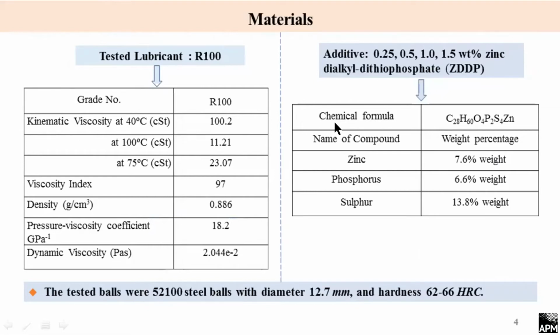As I said before, in my experiment, I used ZDDP additive with 4 different weight percentages: 0.25, 0.5, 1, and 1.5. You can see here the ZDDP we used includes 7.6% of zinc, 6.6% of phosphorus, and 13.8% of sulfur.